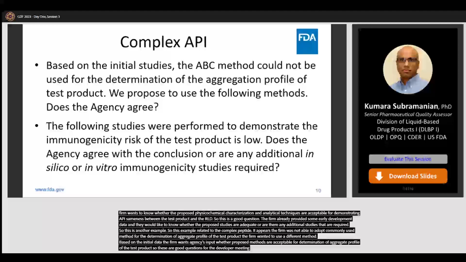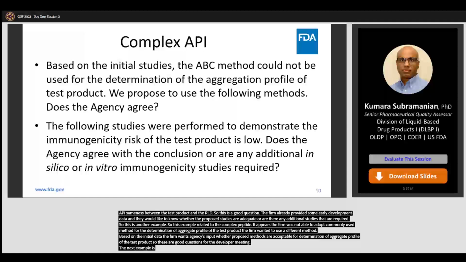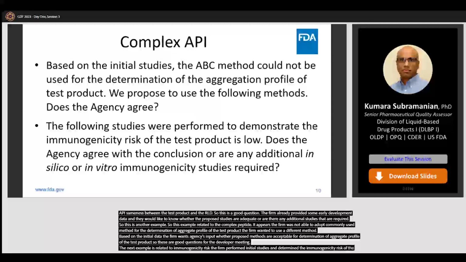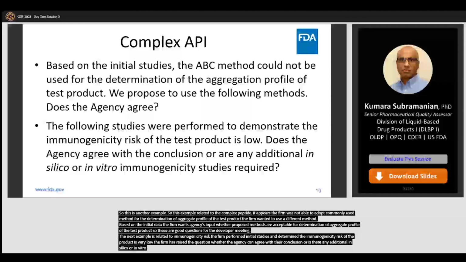The next example is related to immunogenicity risk. The firm performed initial studies and determined the immunogenicity risk of the product is very low. The firm has raised a question whether the agency can agree with the conclusion, or whether any additional in silico or in vitro immunogenicity studies are required. So this is another example of a good PDEF question.